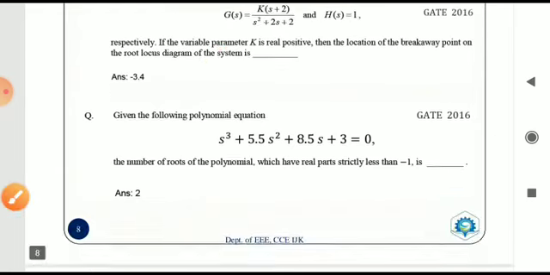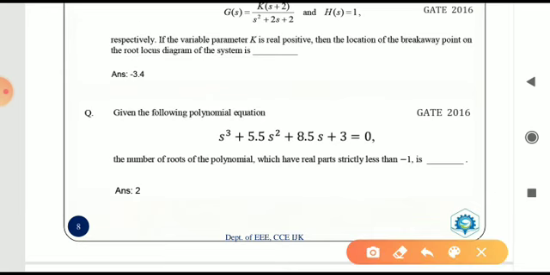Okay, now coming to the next question. For the given polynomial s³ + 5.5s² + 8.5s + 3 = 0, the number of roots of the polynomial which have real parts strictly less than -1 is? Again we can solve this problem by forming a Routh array and we can obtain the answer as 2. There are two roots having real parts strictly less than -1.